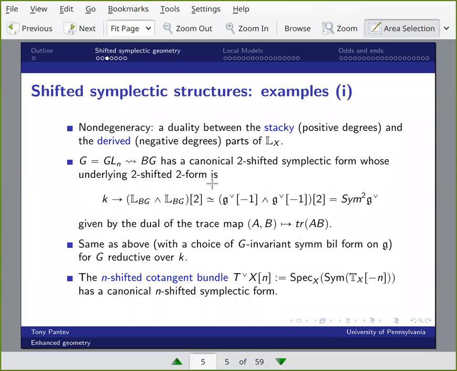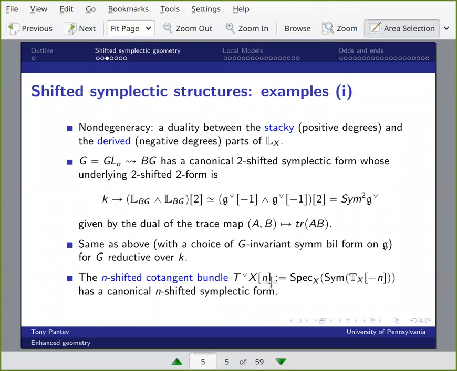So that gives you a supply of two-shifted symplectic guys. Of course, you get a good supply of zero-shifted symplectic guys, which are just symplectic manifolds. But you also get n-shifted symplectic guys if you take cotangent bundles. So if you take the cotangent bundle of a manifold, it's zero-shifted symplectic.